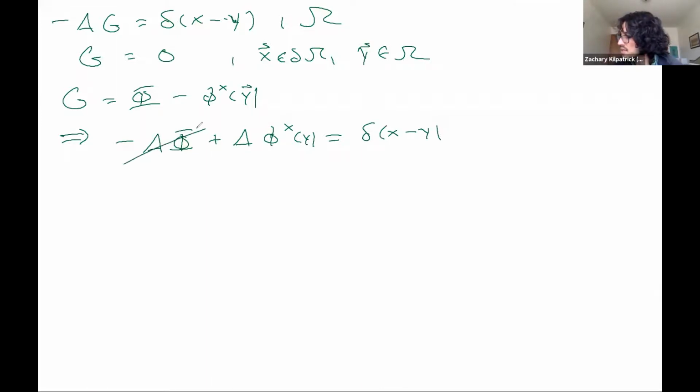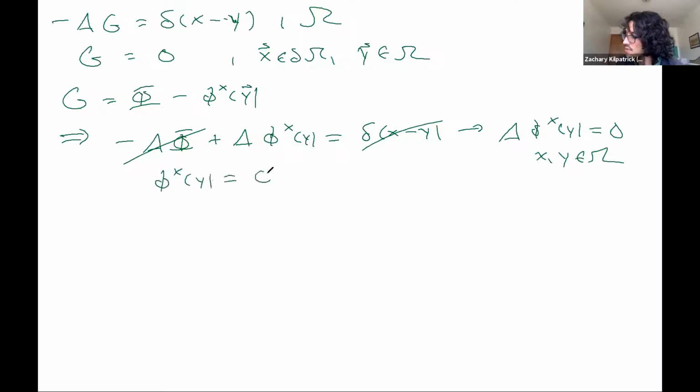Yeah, because this and this cancel, right? Then you just end up with this, for x and y in Omega, and then phi(x, y) is equal to 0 on x on the boundary, y anywhere inside. Okay. All right.